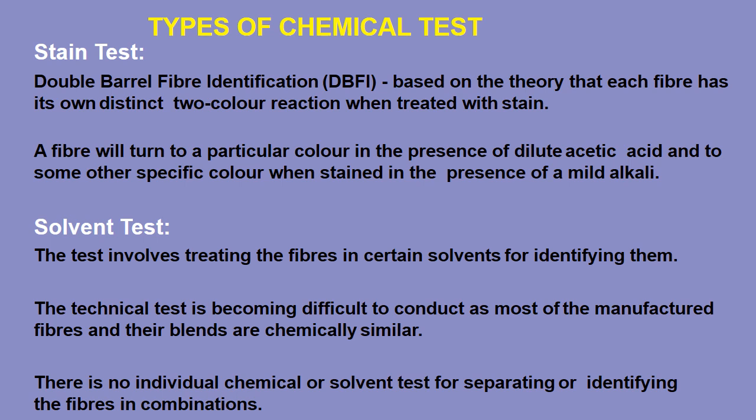Similarly, there is another test called the solvent test. This test involves treating the fibers in certain solvents for identifying them. But technically these tests are becoming difficult because most of the synthetic fibers and their blends are chemically similar. So many of these synthetic fibers have similar chemical composition. So there is no individual chemical or solvent test for separating or identifying the fibers in combination. When different kinds of synthetic fibers are used in combination, it is very difficult to identify them by chemical test or solvent test.